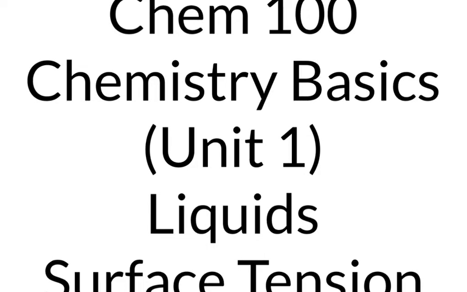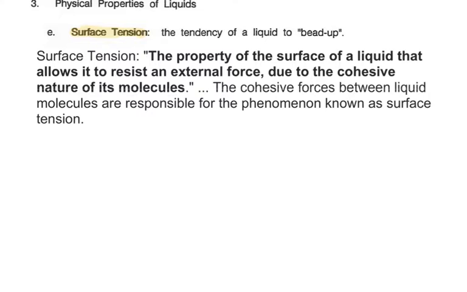This video is going to look at the liquid property known as surface tension. Our next physical property of liquids is going to be surface tension. And surface tension is the property at the surface of a liquid that allows it to resist an external force due to the cohesive nature of its molecules. More simply, we're just going to say it's how much a liquid likes to bead up, turns into a ball.